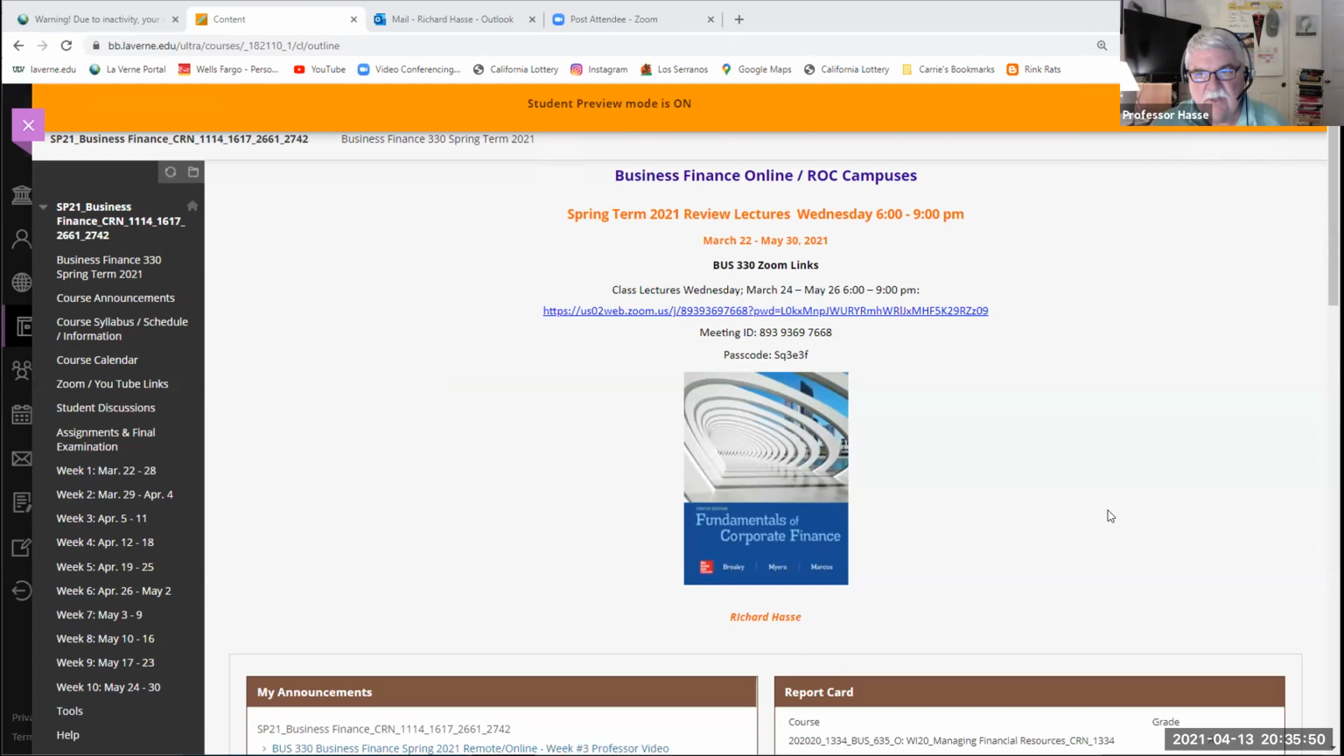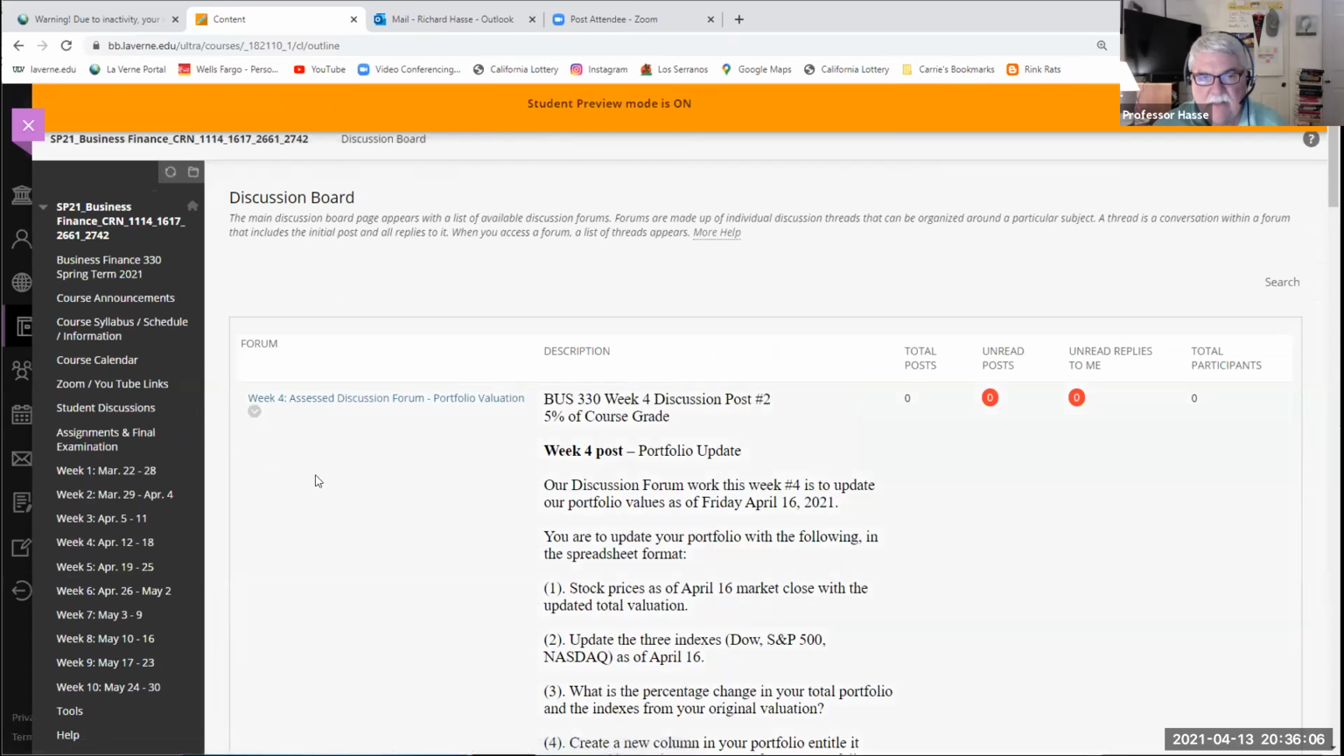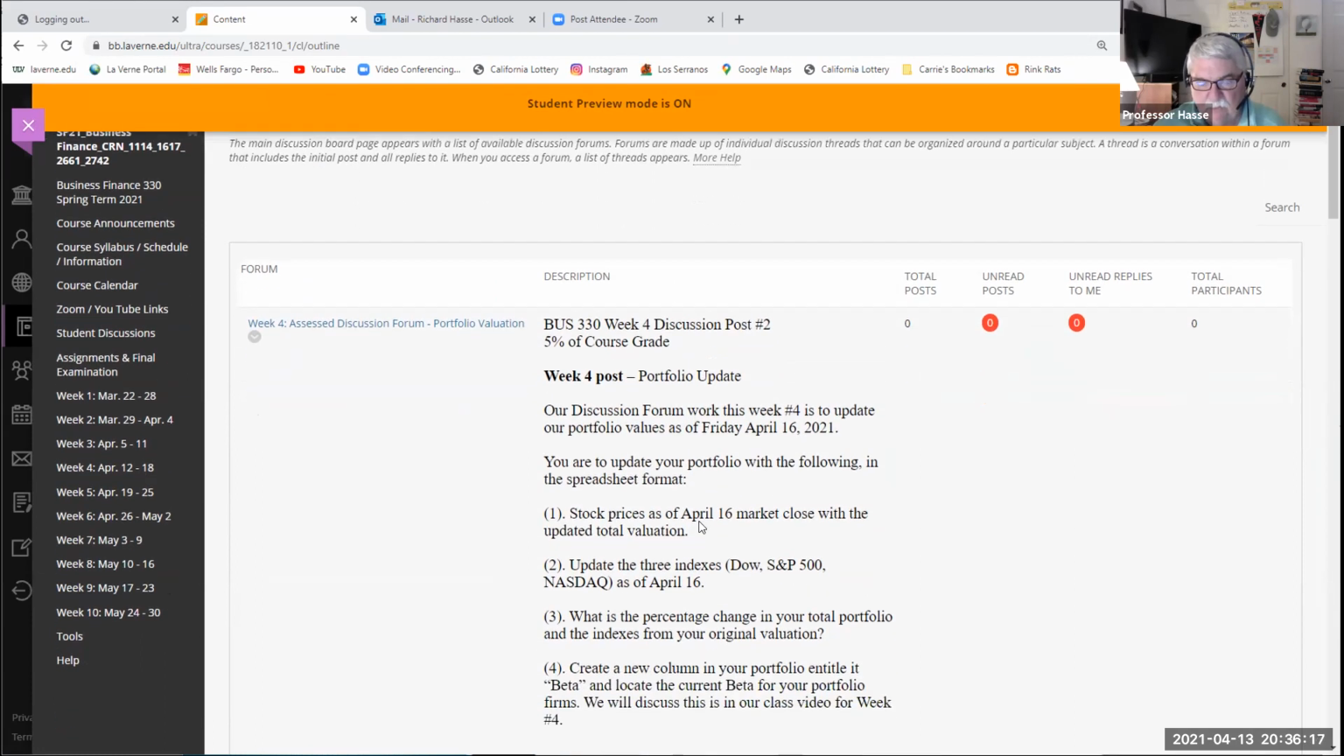So those are two introductions to bonds, the lending of money to a corporation, and stocks, the ownership of a corporation. And that'll be our discussion this week in class. Again, as I mentioned earlier, you have a student discussion forum for a grade this week. It's in week 4, Assess Discussion Forum, Portfolio Valuation. You are to update your portfolio as of Friday, April 16th, and I'll go through that in class on Wednesday.